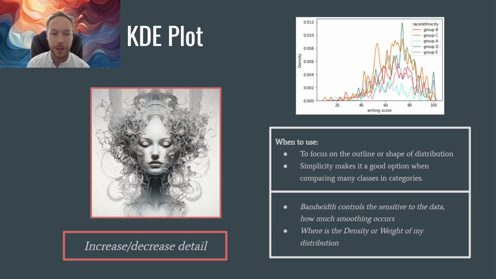Kind of like our image here, you can see this woman. That's a lot of detail. She might be beautiful, but it's hard to tell behind all that detail. That's one of the things we have to be careful of when playing around with the detail of the KDE, the kernel density estimation plot. But it can be very powerful because of its simplicity.